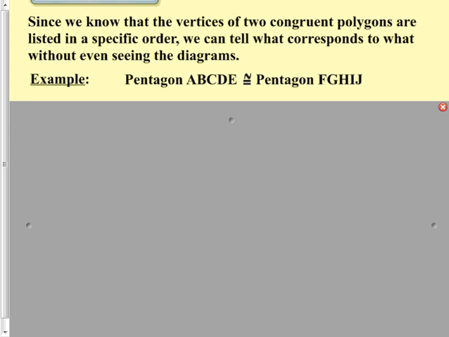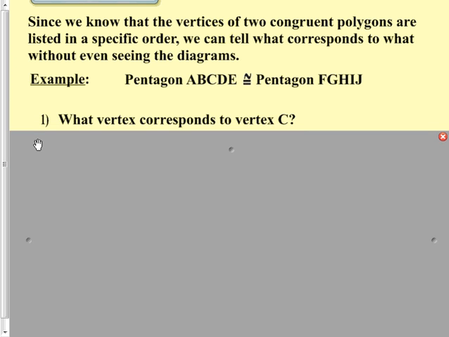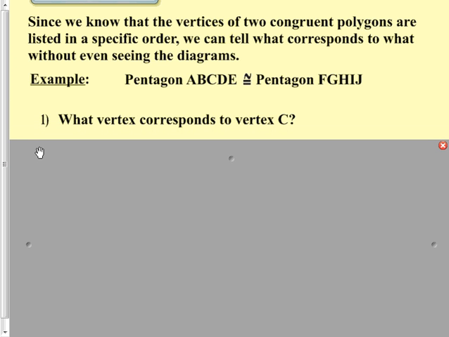Okay, now since we know that the vertices of two congruent polygons are going to be listed in a specific order because of what corresponds to what, that enables us to tell what corresponds to what without even seeing the diagrams. Okay, so we're going to start off with a very vague example here. It says pentagon ABCDE is going to be congruent to pentagon FGHIJ. Now we're going to have a series of questions asking us about these two pentagons based upon nothing more than that statement. Okay, so let's just look.